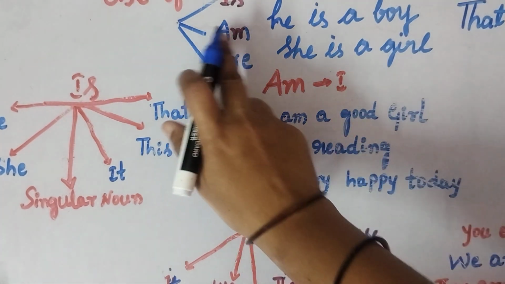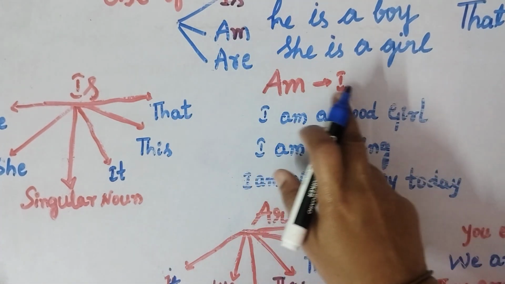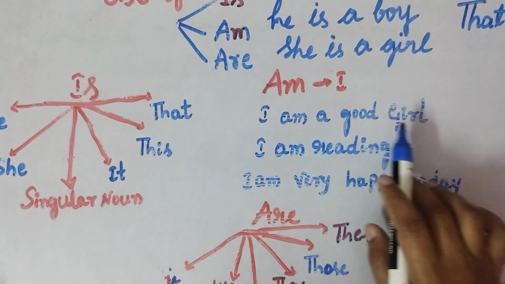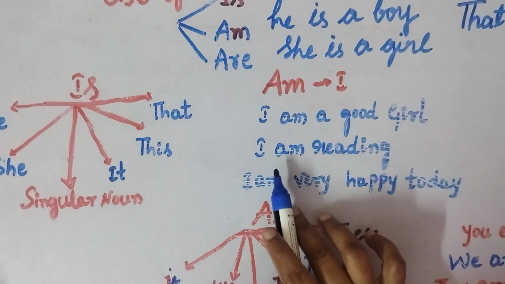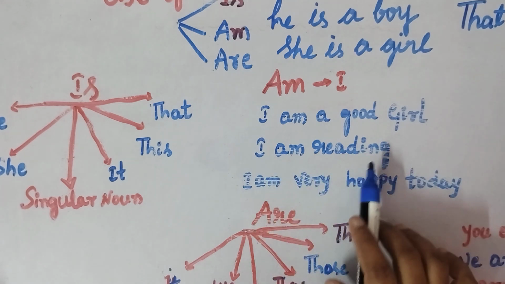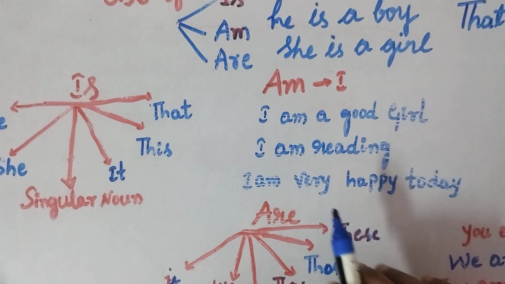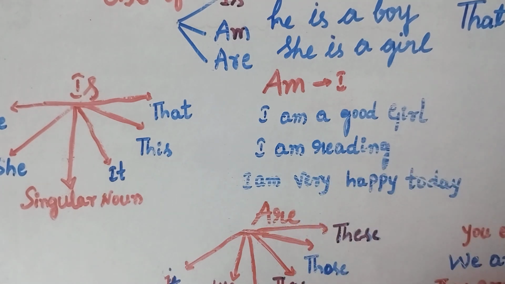Am. Where do we have to use am? Am means I. So, I am a good girl. For example, I am a good girl. Okay. Next, I am reading. I am very happy today.